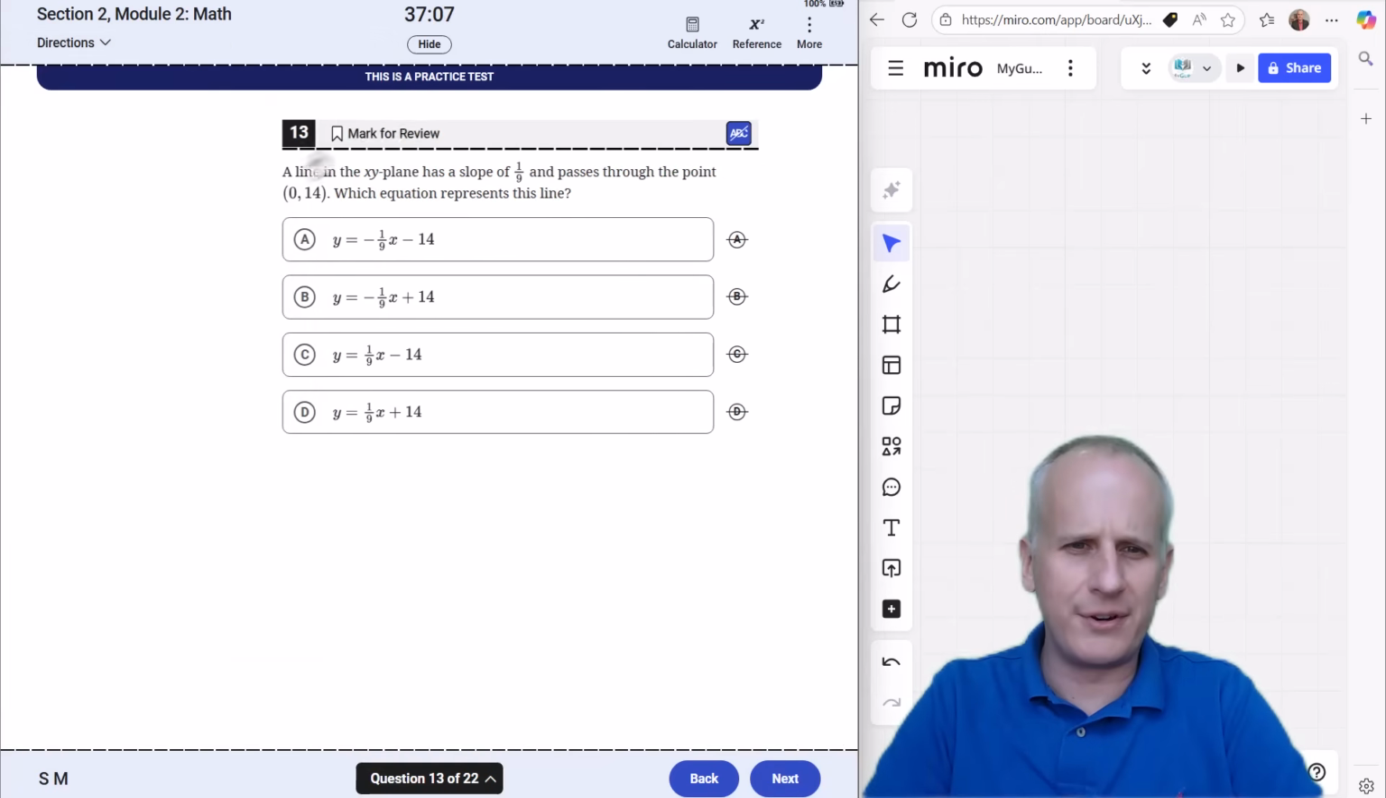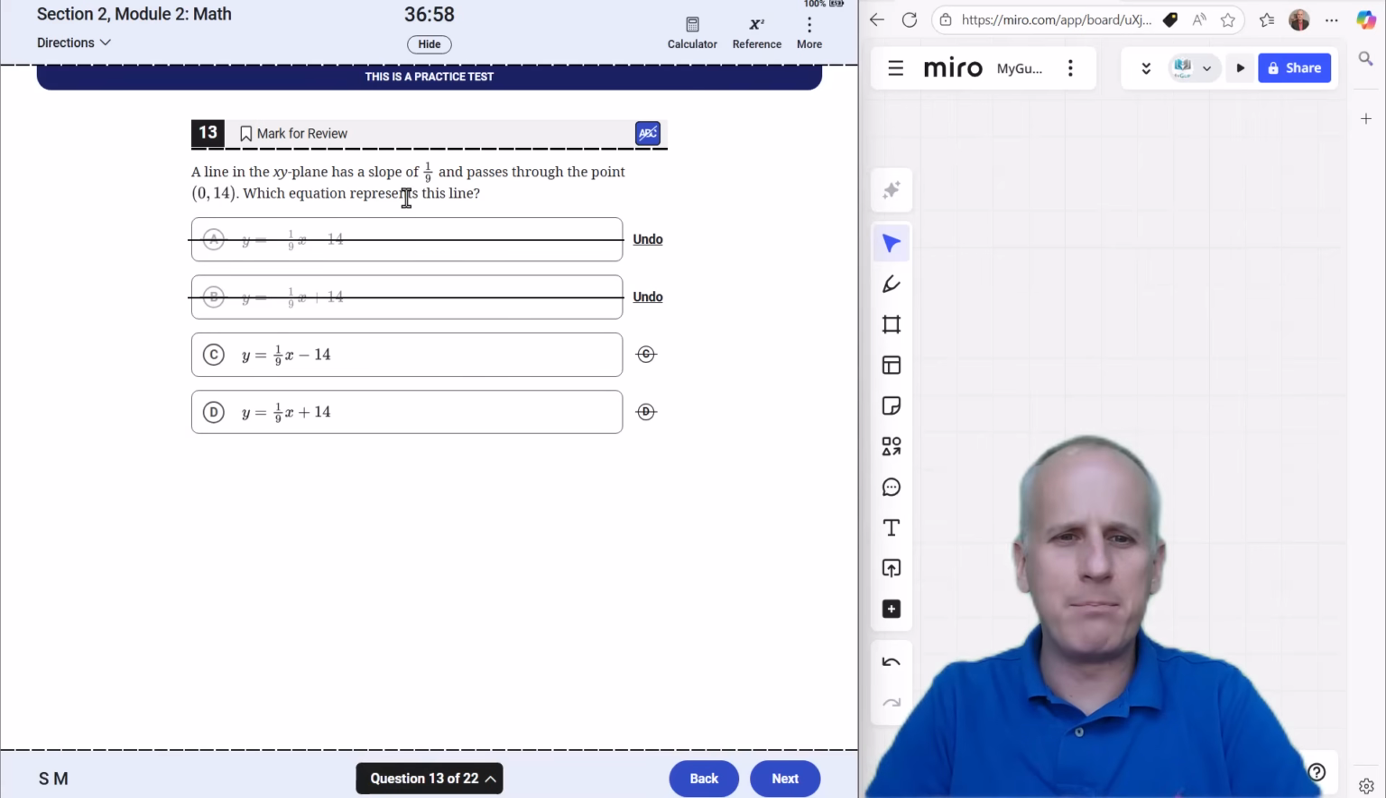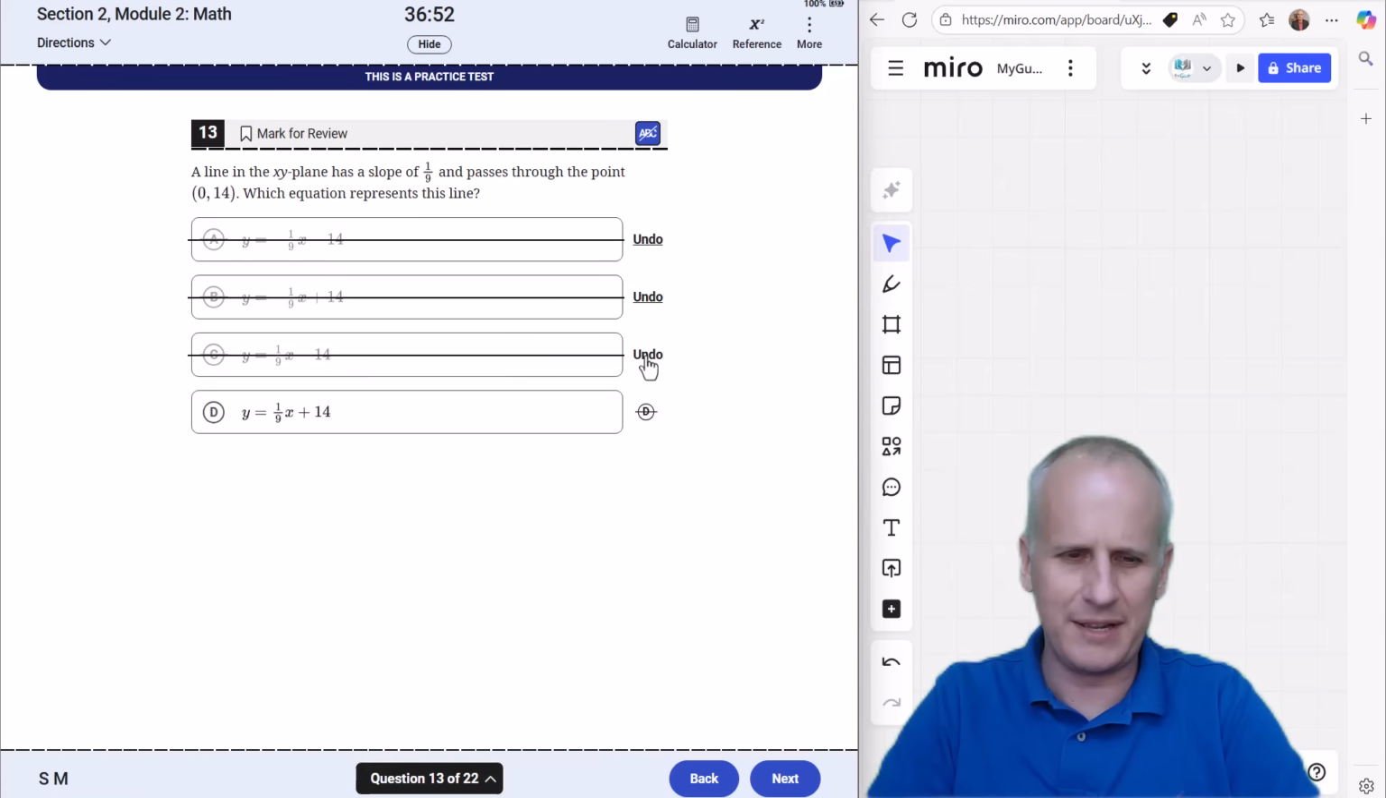Next, we've got number 13, and it says a line in the xy plane has a slope of 1/9. Well, don't even keep moving. We're going to eliminate anything that has negative 1/9. And passes through the point 0, 14. Well, that's going to be a positive 14, not a negative 14, so we can eliminate choice C.